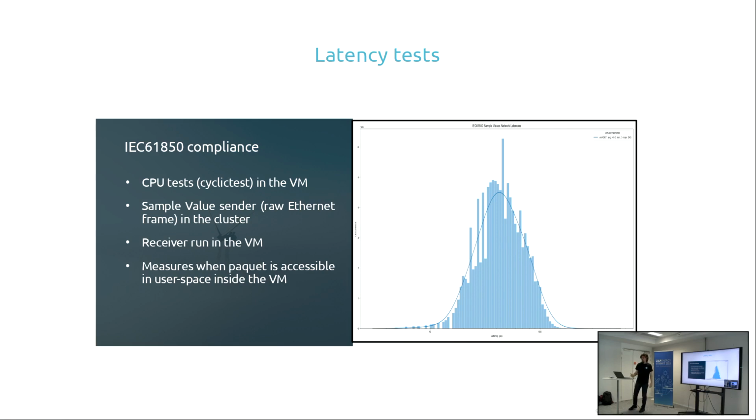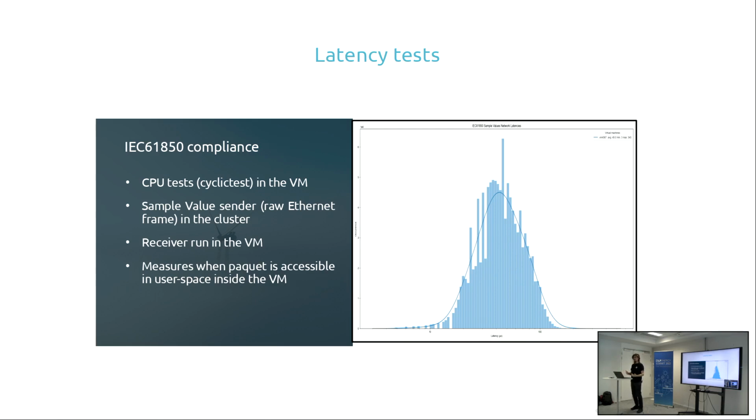And then comes the latency test with the IEC 61850 compliance. There are two types of tests in this part. First, we'll stress test the CPU with a cyclic test that runs inside the virtual machine to test the CPU itself. And after that, we want to run tests on the entire cluster and test the communication between all the devices. So we have a sample value sender, which is basically just raw Ethernet frames that we send into the cluster, that will go into the hypervisor and into the virtual machines.